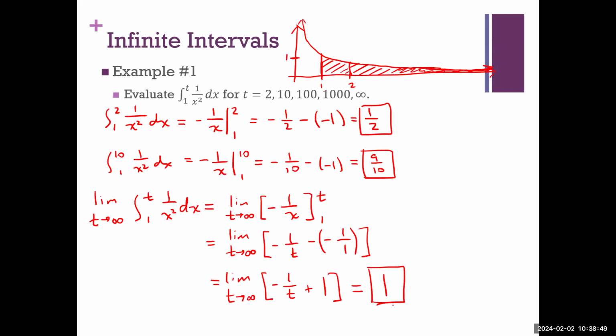So if we think about it in terms of an area, I made this shape that is infinitely long. But even though it has infinite length, it has a finite area. It has an area of exactly 1.